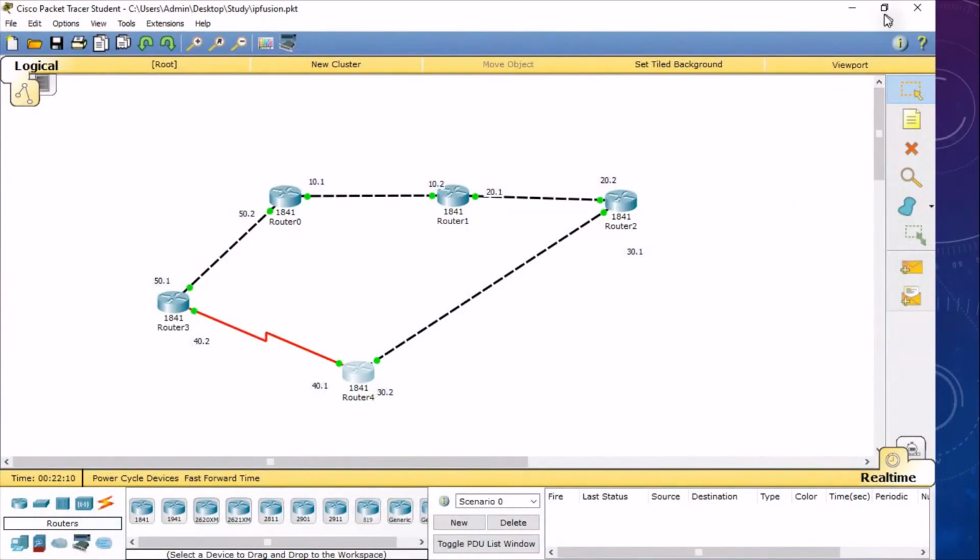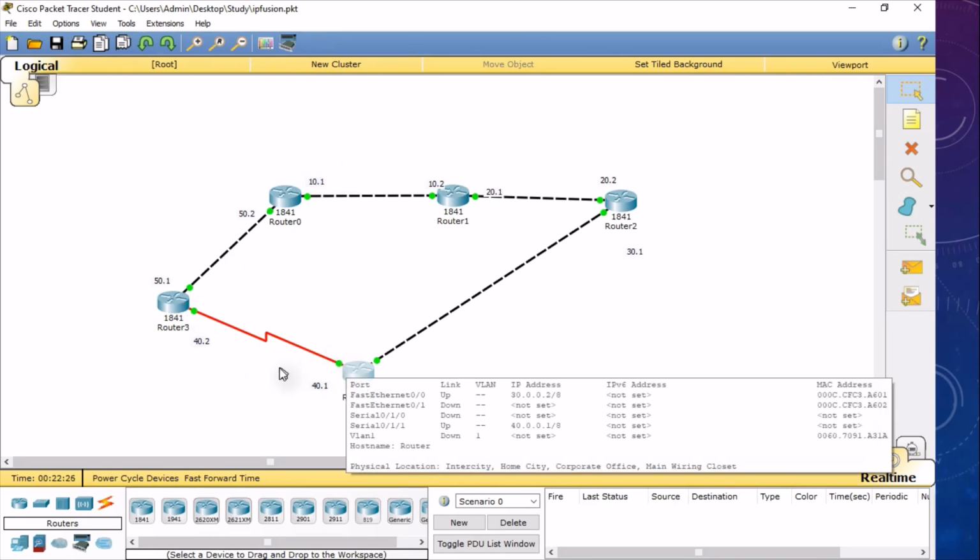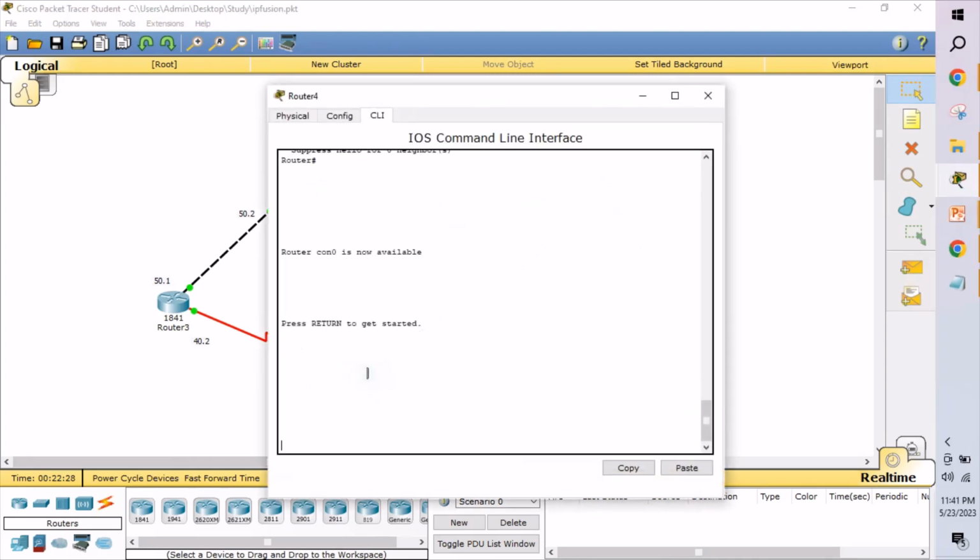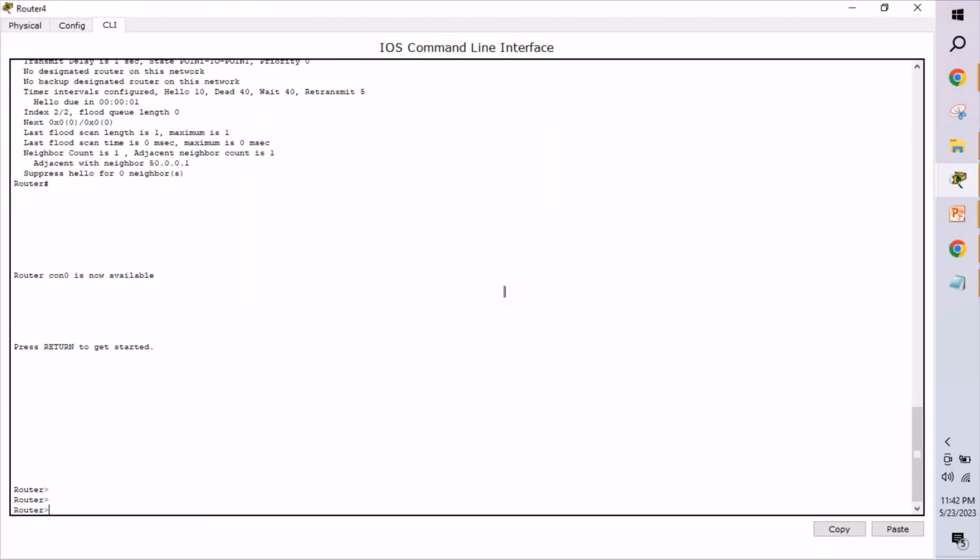So this is the topology. We have five routers here. The router networks I just made are 10.1, 10.2, 20 series, 30 series, and 40 series. These routers are connected with fast Ethernet cable, and these two routers are connected with a serial cable. So I will just show you this one.